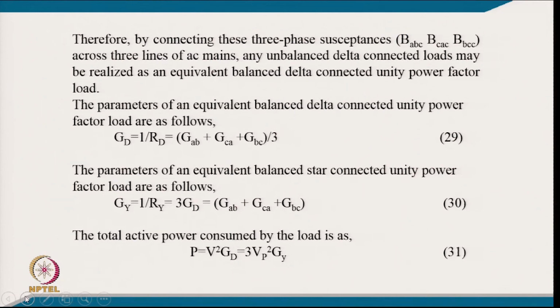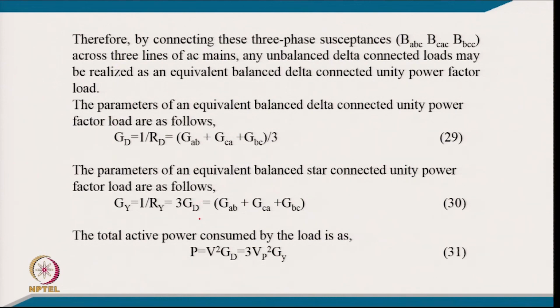So, therefore, by connecting these susceptances BAB, BBC, BCA across the 3 lines of AC mains, any unbalanced delta connected load may be realized as equivalent to a balanced delta connected unity power factor load, and the parameters of the equivalent balanced delta connected unity power factor load are equal to GD equal to 1 upon RD, which is the sum of the 3 conductances GAB, GBC, GCA divided by 3. So, the parameters of the equivalent balanced star connected load can be found out, GY equal to 3 GD. This is delta to star conversion.